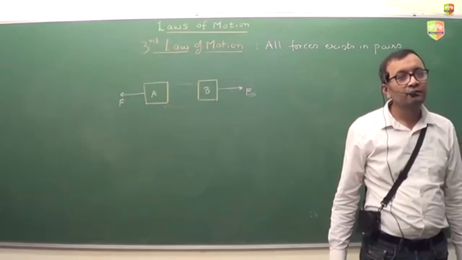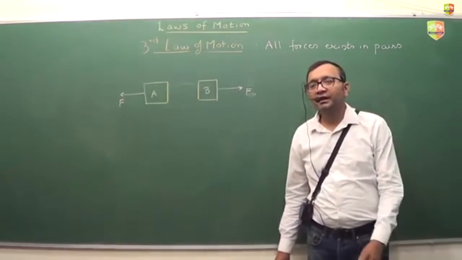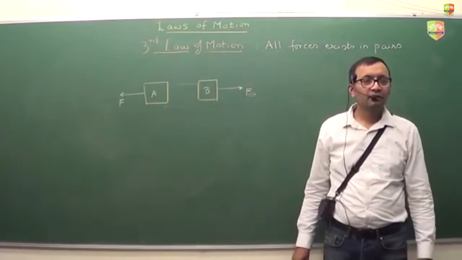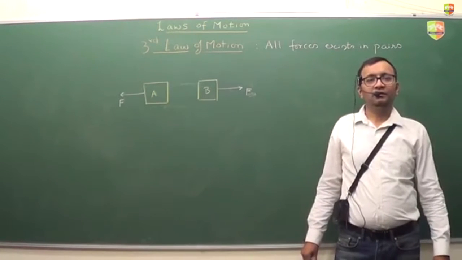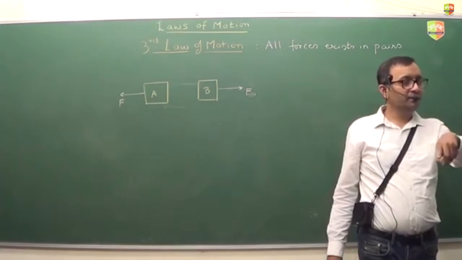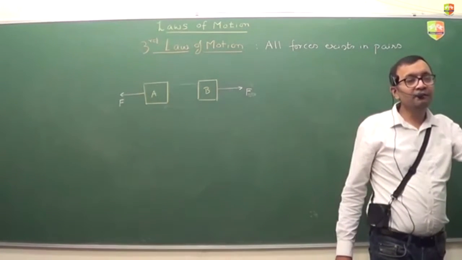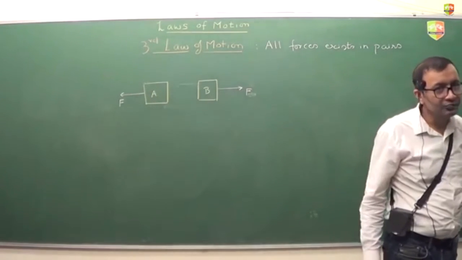The car engine generates force, right? So where is the opposite? The car engine generates force on the wheels. The reason it moves forward is because of the opposite force. No, he's saying something else. The car engine applies force on the wheel. The wheel applies force on the engine. Simple.